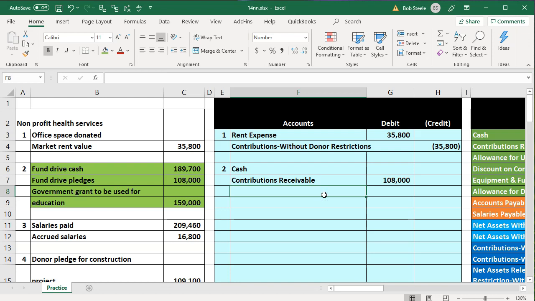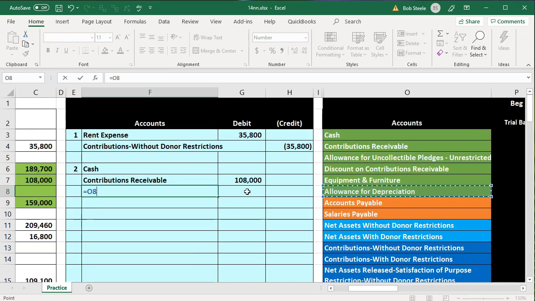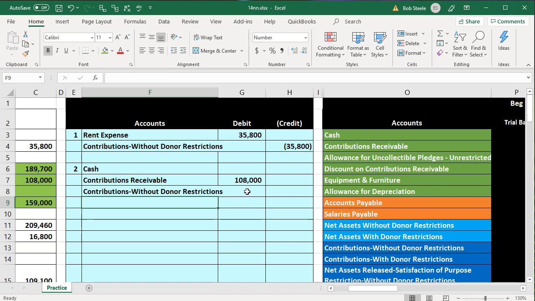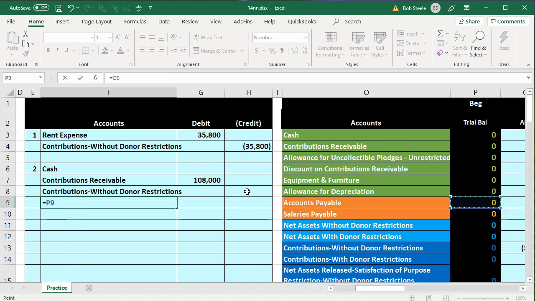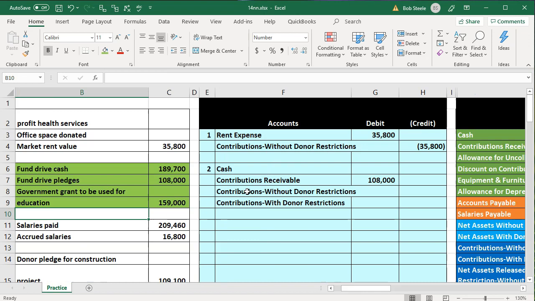So let's see what that will look like. In other words, the cash that we got for the drive, the other side is going to be going to our revenue account, crediting contributions without restrictions, the primary revenue type of account. And then the other items, the ones with restrictions, including the receivables, the pledges that we have, are going to go into contributions with donor restrictions. So those are going to be those two items.